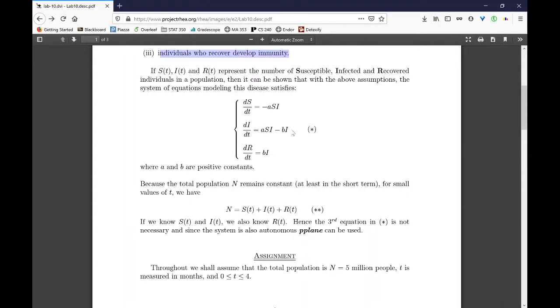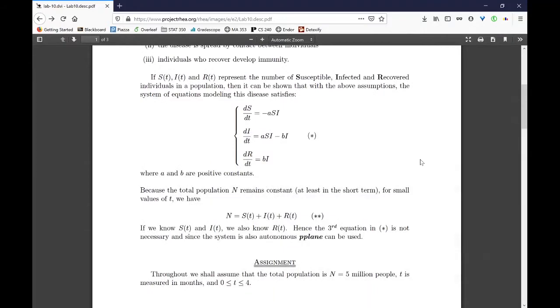and as it turns out, this is an autonomous differential equation because, as you can tell, the only variables on here are S and I, and there is no t. So of course, this means that we can use our favorite tools, p-plane and d-field, to graph these.